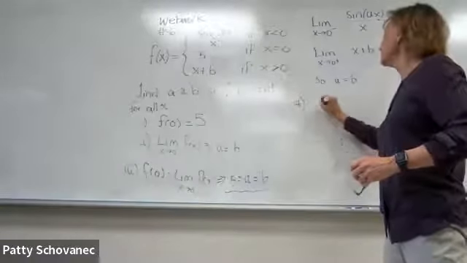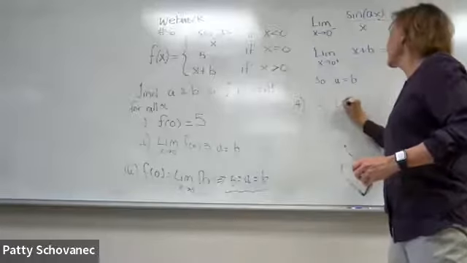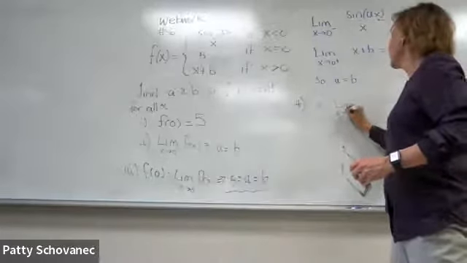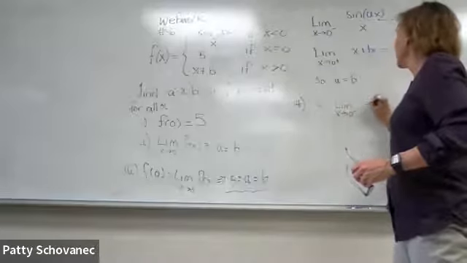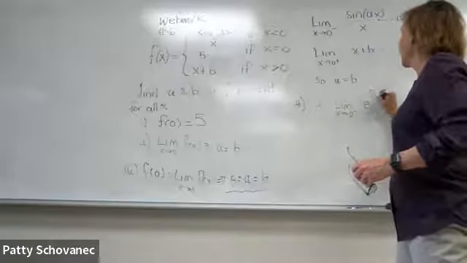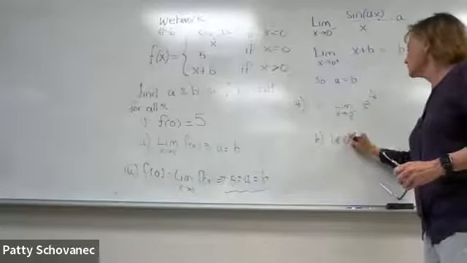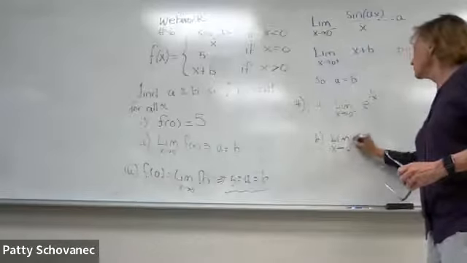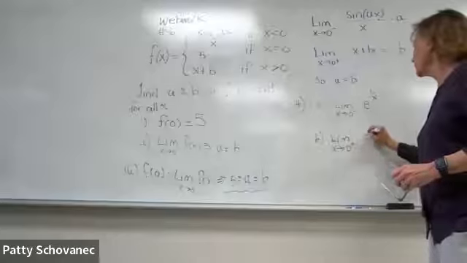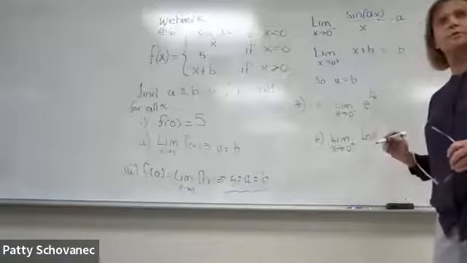Part A is the limit as x goes to 0 with a negative sign of e to the power of 1 over x. And part B is the limit as x goes to 0 with a positive sign of the natural log of x. Those are both of them.